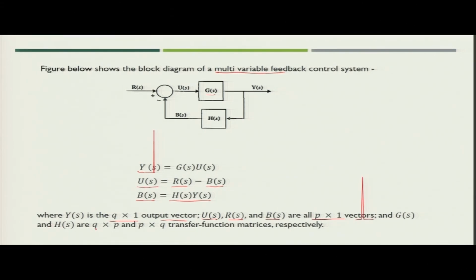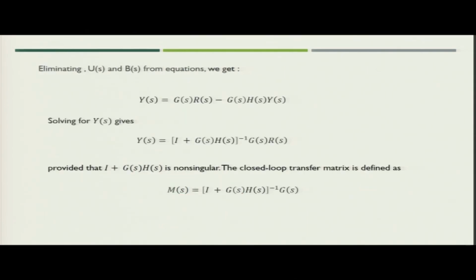Then G(s) and H(s) are q×p and p×q transfer function matrices. So, the dimensions are given: for G(s) it is q×p and for H(s) it is p×q. Now, the objective is that we need to eliminate the intermediate variables, that is u and b.